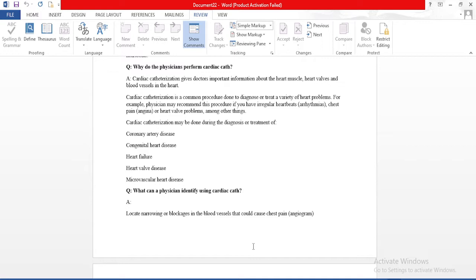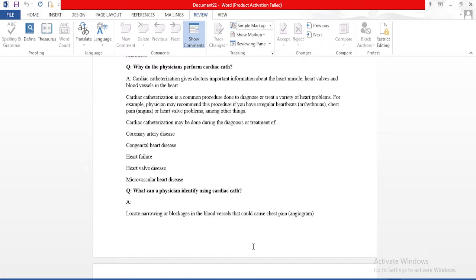For example, a physician may recommend this procedure if you have irregular heartbeats. Usually we will call it arrhythmia. A means irregular, rhythm means heartbeats. Chest pain, usually we will call it angina, or heart wall problems, among other things. So these are the main concerns for which a physician may recommend cardiac catheterization. What are those? Irregular heartbeats, chest pain or heart wall problems.